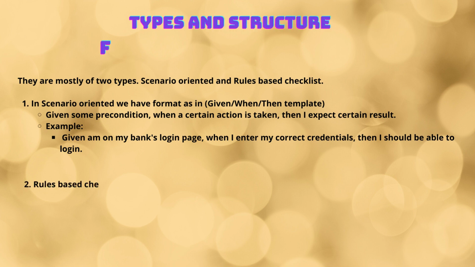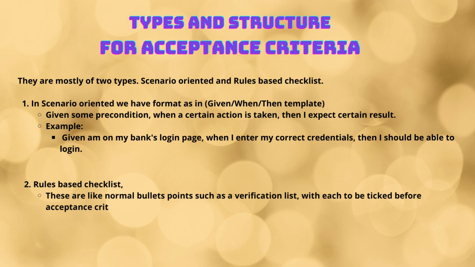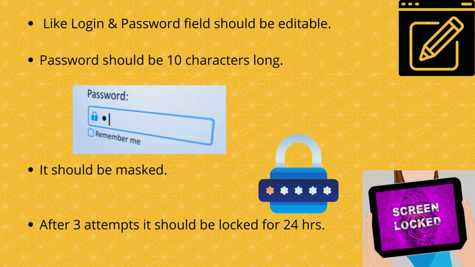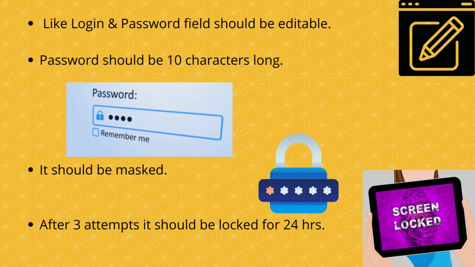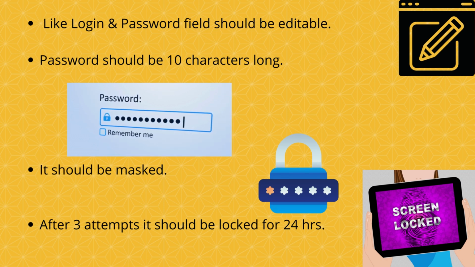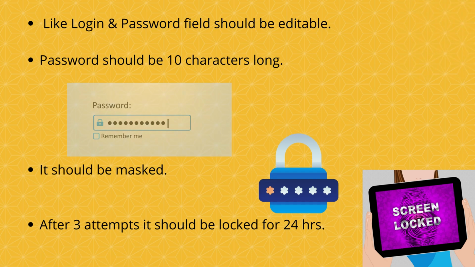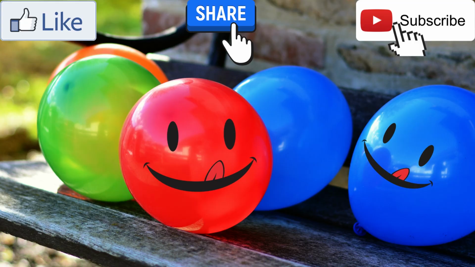Second one is rules based checklist. These are like normal bullet points, such as a verification list, with each to be ticked before the acceptance criteria is met. For example, login and password fields should be editable. Password should be 10 characters long. It should be masked. After 3 attempts, it should be locked for 24 hours. So these are some of the types of how acceptance criteria can be defined.